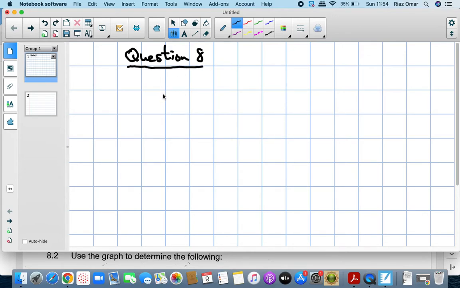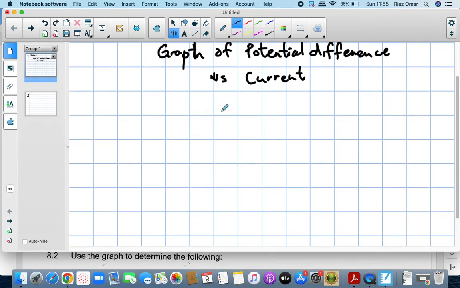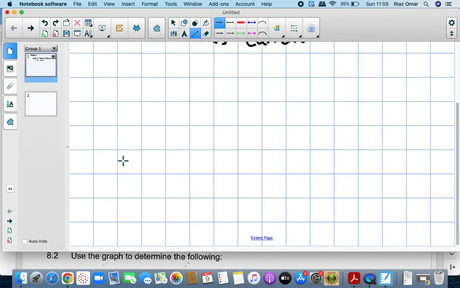We draw a graph of potential difference versus current. Okay, so that's the graph. We'll have to draw the graph. So let's just see what we can do.